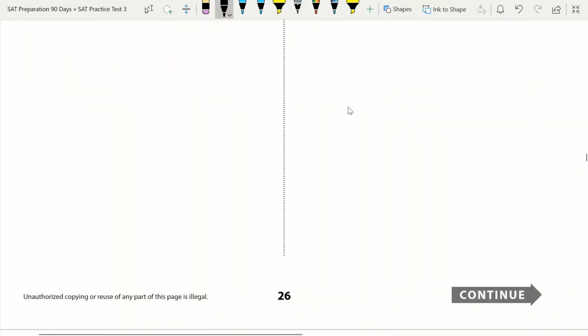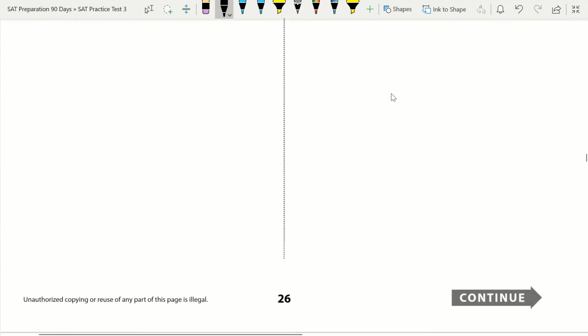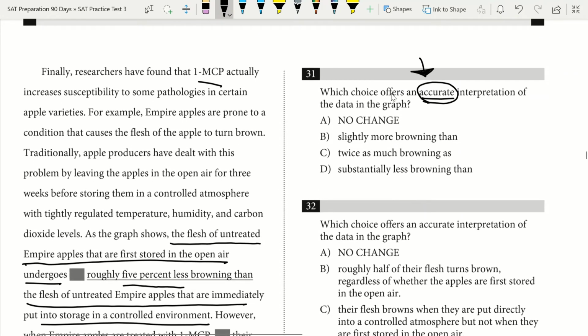I see that my graph is going to be down here. So I'm looking at those that were untreated, so that's going to be my gray box. And then I'm looking at those placed in a controlled atmosphere versus those left in the open. Okay, I see that there's a big difference between those that are placed in a controlled atmosphere and those that are placed in open air, right? We have a difference of about 45% there. So I'm going to look for an answer choice that says something like that. Okay, I have A, no change, which says only 5%, so that can't be right. I have B, slightly more browning, but there's a lot more.